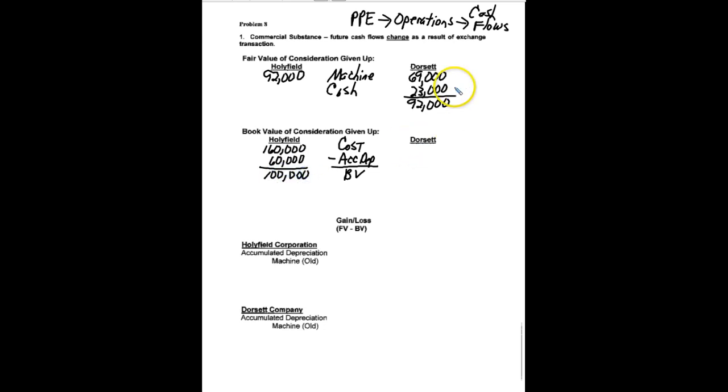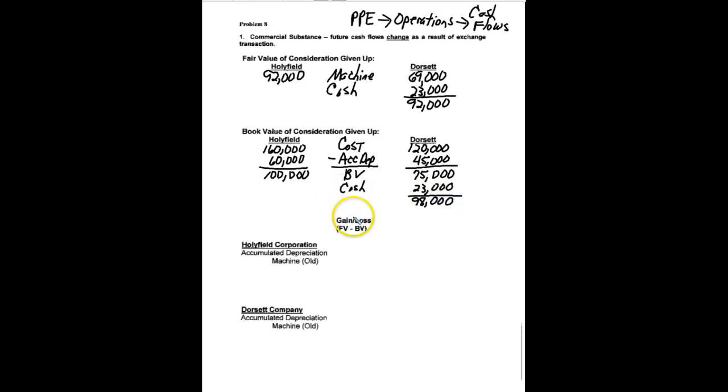For Dorset, for their machine, they originally paid $120,000. That's its historical cost. They have accumulated depreciation of $45,000, and thus they have a book value of $75,000. Now recall, Dorset also is going to pay cash of $23,000. So cash has a fair value of $23,000. It would have an accounting book value of $23,000. So $98,000.